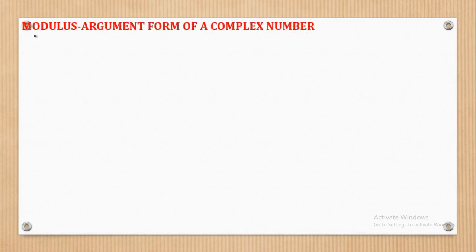So we have been looking at loci. Now we shall go to the next part, which is the modulus argument form of a complex number. So we have been expressing complex numbers in terms of real part and imaginary part. Now we are going to see, is it possible to express them in terms of modulus and argument?